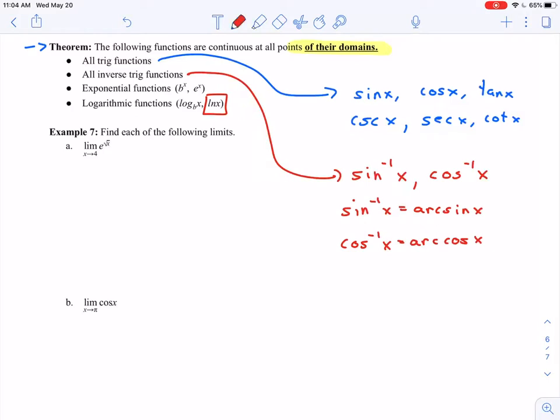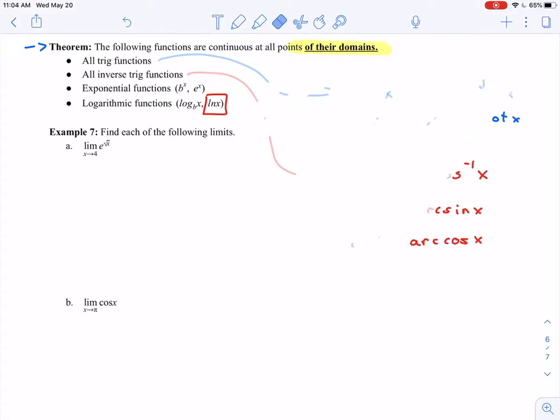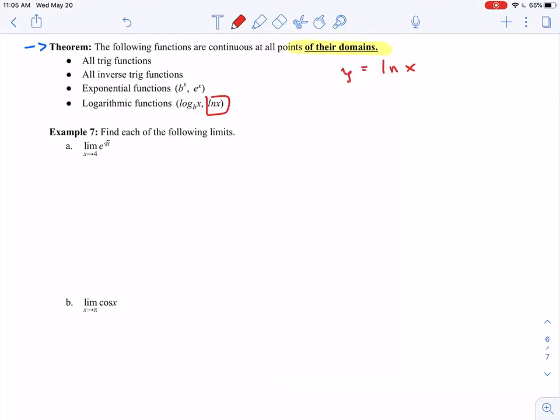So for example, let me erase some of this here. If I was to talk about natural log of x, let's just take natural log of x for an example. y equals natural log of x. It would not make sense for me to say this is continuous on negative infinity to positive infinity, because if you were to look at the domain of this function, the domain of natural log of x is 0 to positive infinity. So saying negative infinity to positive infinity doesn't make any sense.